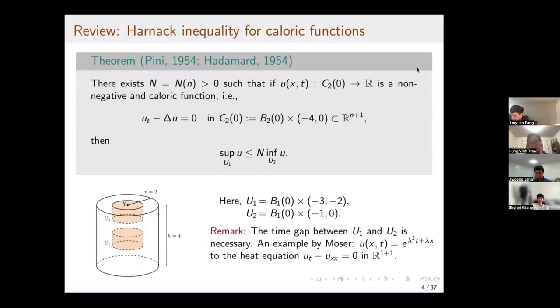So there's a remark. For this form of Harnack, the time gap between U1 and U2 is necessary because Moser gave an example: if u(x,t) equals e to the power of lambda squared t plus lambda x, it is a solution to the heat equation in 1 dimension. Then if you think of U1 and U2 as the same interior region, or they are just next to each other without the time gap, and you let lambda go to infinity, this N will blow up. So it's not Harnack.